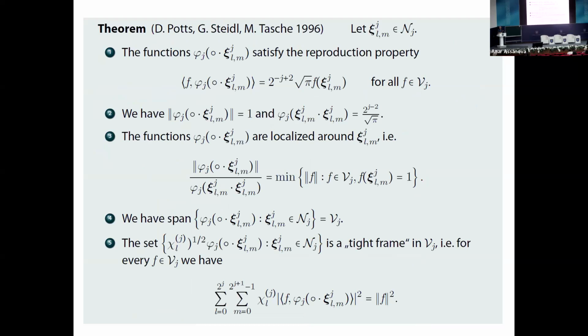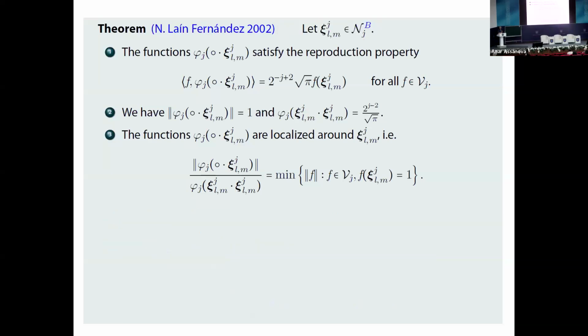There we had this scaling function result. This was a result of Potts, Steidl, and Tasche for the frame system. Now we want to change it: what remains if we restrict this to the basis? And that means the first three properties absolutely remain.